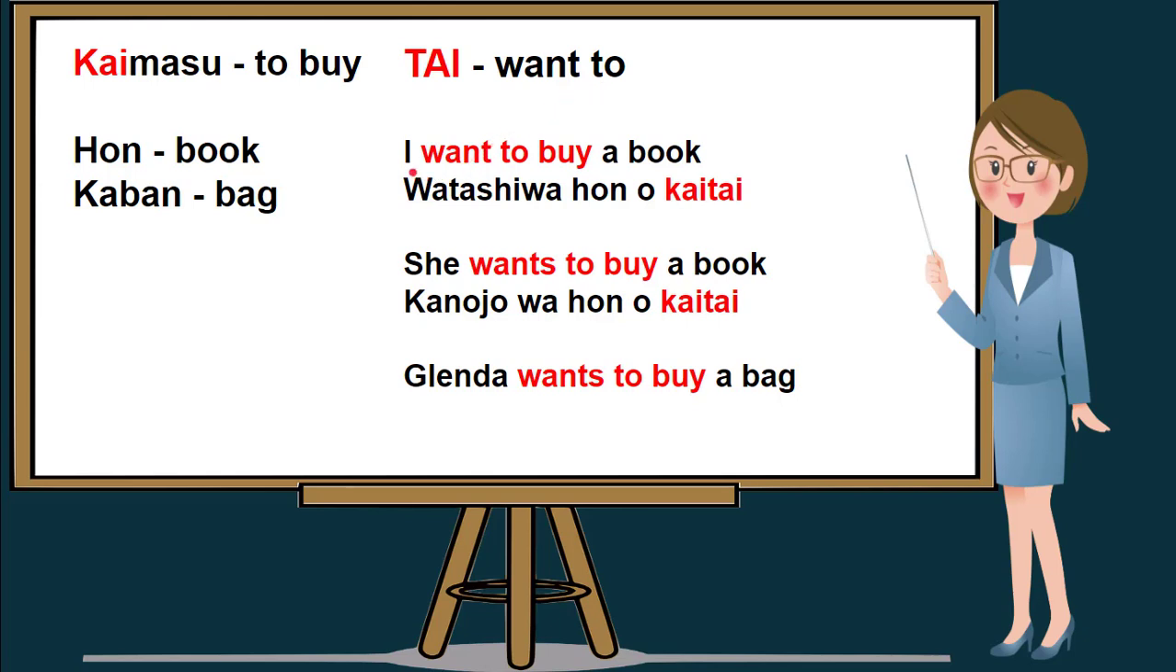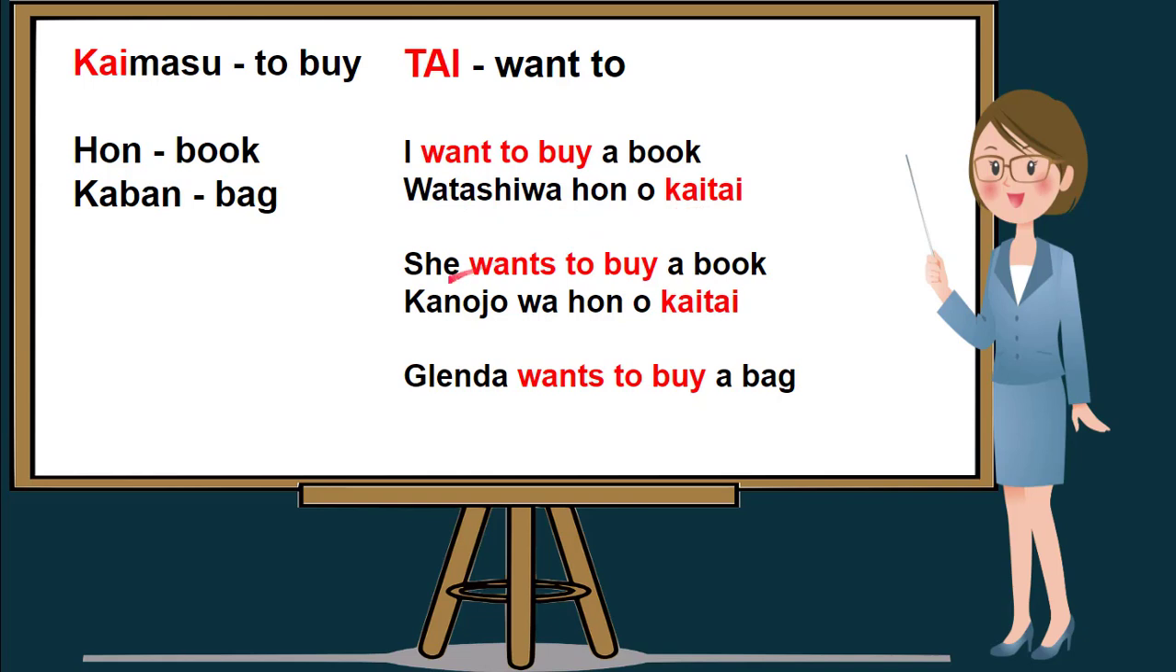If we translate I want to buy a book in English, it will be Watashi wa hon o kaitai. So kaitai in this sentence means want to buy, and hon is a book, and of course Watashi wa means I. So I'll repeat, I want to buy a book in Nihongo is Watashi wa hon o kaitai.